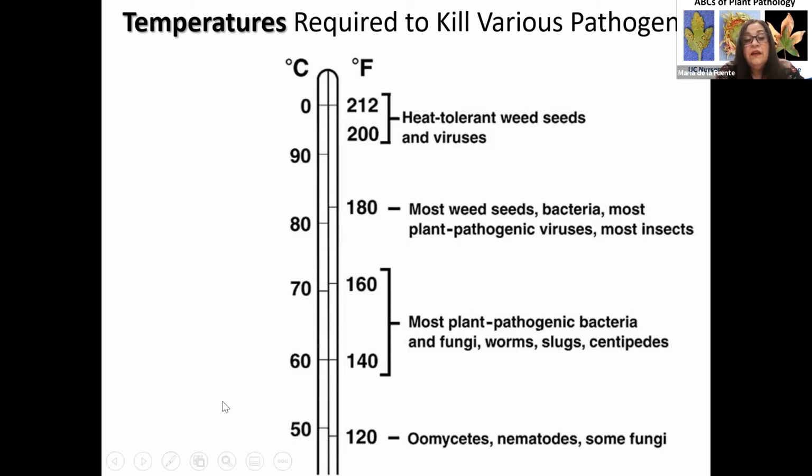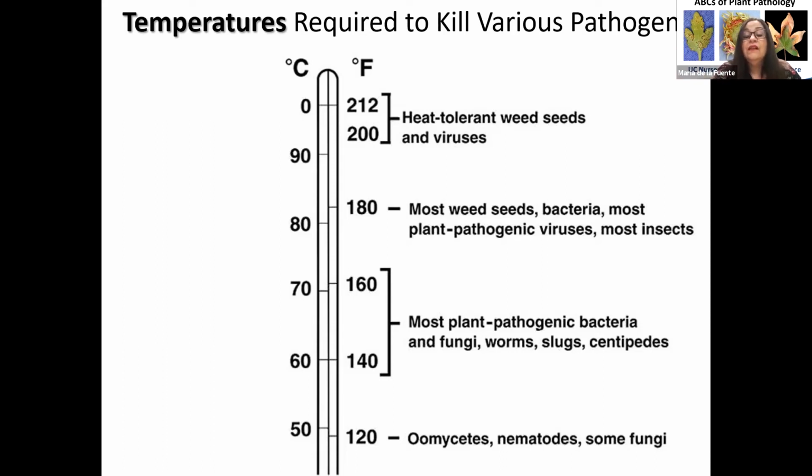It's very easy. You only need 120 Fahrenheit to get rid of the water molds and nematodes. Some fungi also die. But most plant pathogenic bacteria, as well as all the slugs that are a terrible pest, all the worms, and most fungi, they die between 140 and 160 Fahrenheit temperatures for 2 hours.